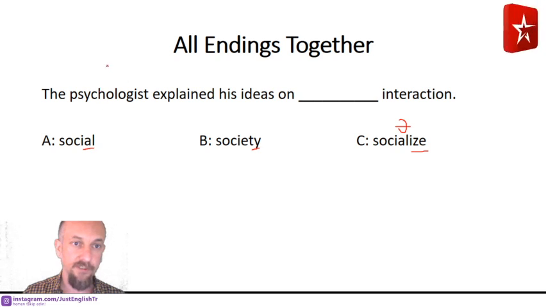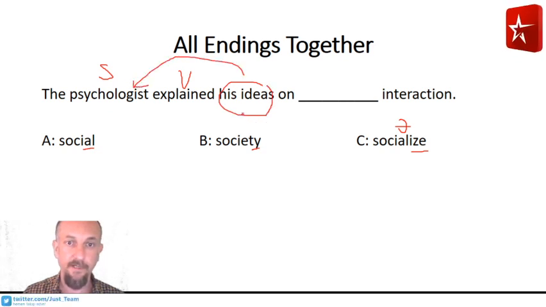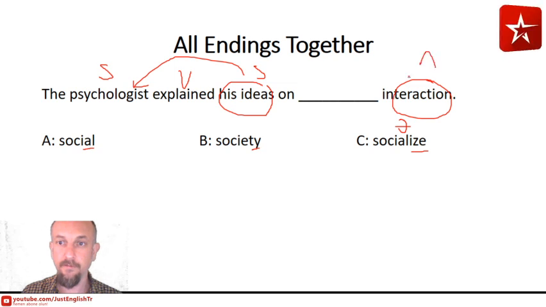Well, let's have a look at the structure. We've got the psychologist, we've got the subject, we have the verb, we have his ideas, the psychologist's ideas, which is the subject. And then we have this noun form here. We need something before the noun. Ize, we know, is a verb.